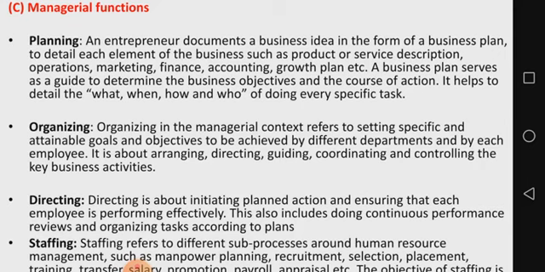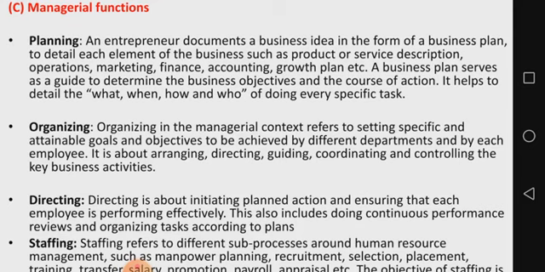Second, organizing. Organizing, in the managerial context, refers to setting specific and attainable goals and objectives to be achieved by different departments and by each employee. It is about arranging, directing, guiding, coordinating, and controlling the key business activities.